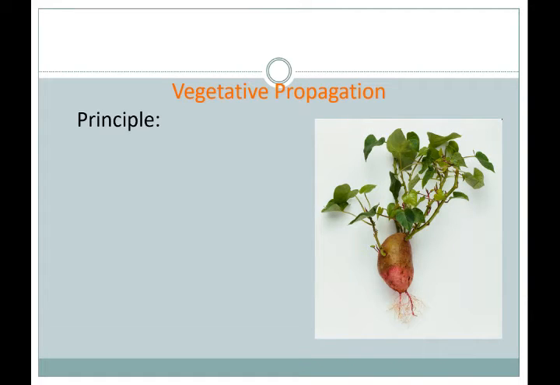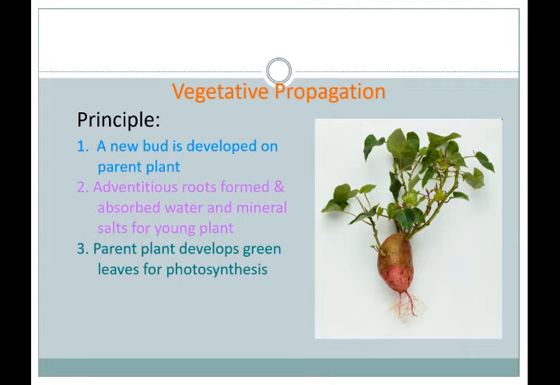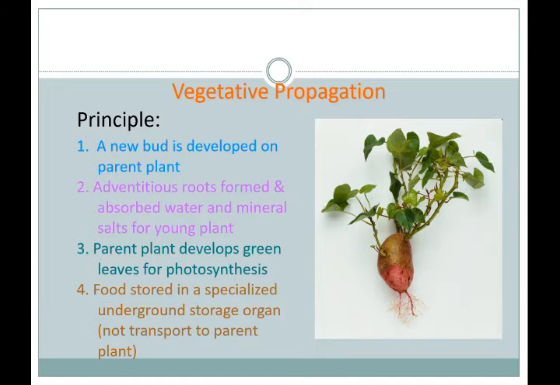Now for vegetative propagation. In vegetative propagation, the principle is that the parent plant will form a new bud, and then adventitious roots will form and absorb water and mineral salts for the young plant, and then the plant will develop green leaves for photosynthesis. And lastly, all vegetative propagation plants have a storage organ which is underground. So food will be stored there and not exported to the parent plant.